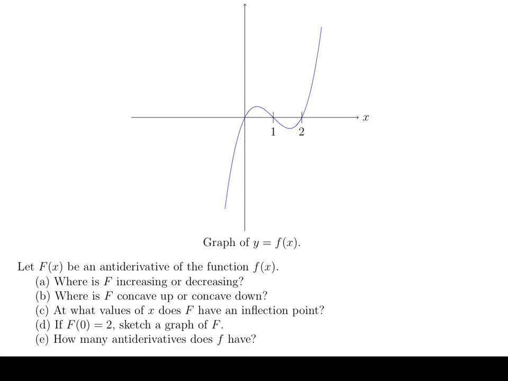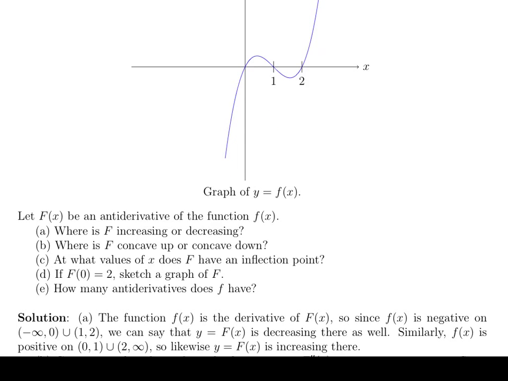Okay, so let's look at part A. We want to know where is big F increasing or decreasing. Now remember that little f is the derivative of big F. So wherever little f is positive or negative, that'll tell you where big F is increasing or decreasing. So you can go back to the picture, and it might be useful for you to have a sketch of the original picture as we go on here.